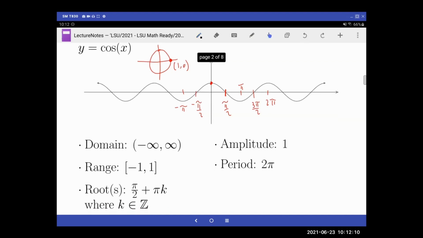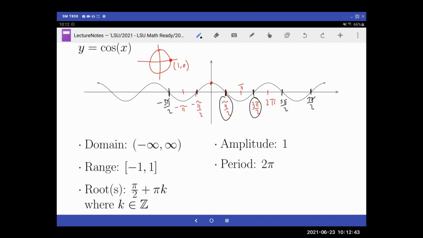Okay, the roots or the zeros occur here, right? And you'll notice that's pi over 2, 3 pi over 2. This would be 5 pi over 2. This would be 7 pi over 2, -pi over 2, -3 pi over 2. All right, so it's like the odd numbers times pi over 2, right? And you'll see that this is represented here. Okay, that notation we'll talk a little bit more about later.